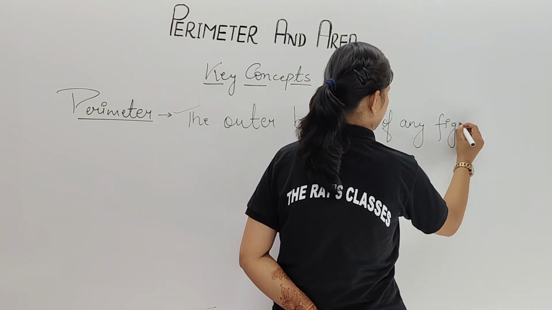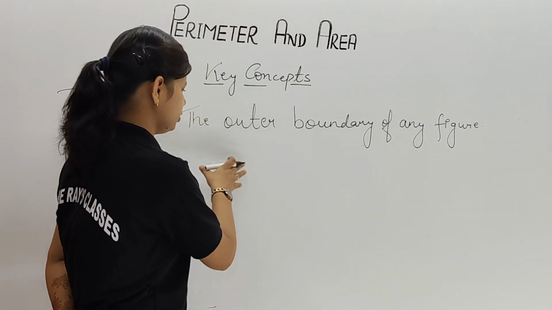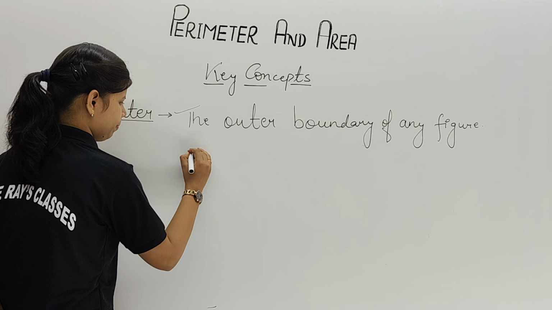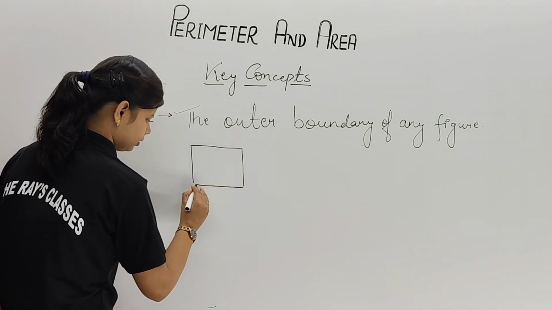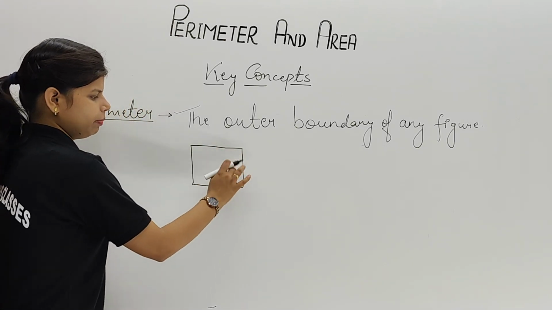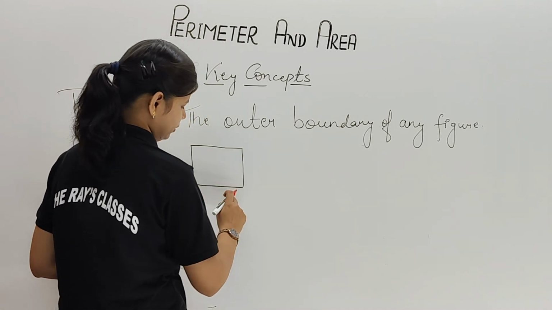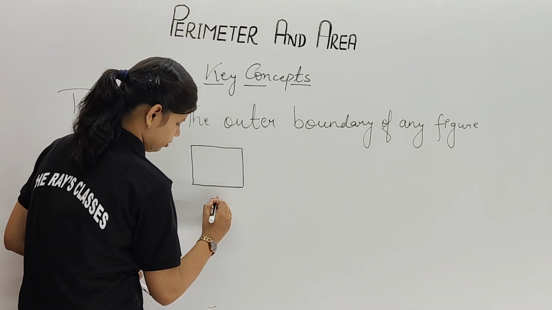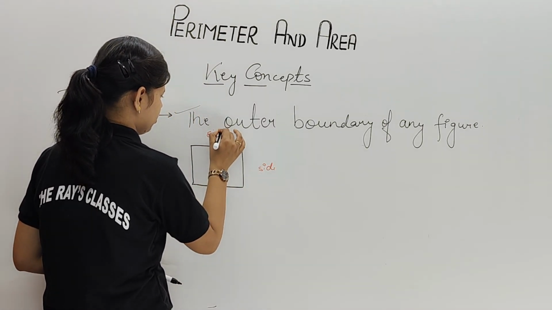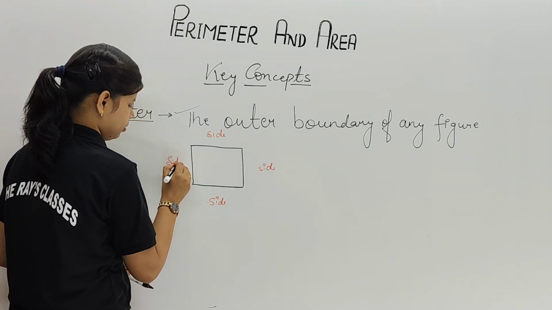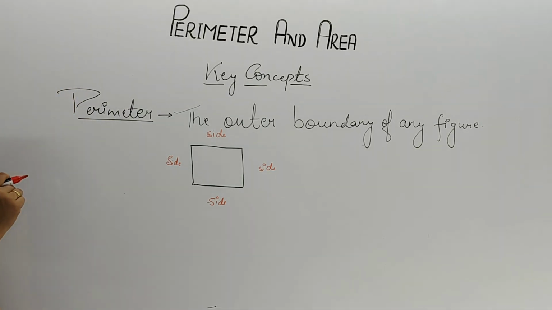The outer boundary of any figure. You have to understand, I can tell you one example. If we are having one figure, clear? All these are your sides. This is your side, side, side, as well as side. Clear? Now, if you are going to talk about the perimeter of that given figure, what are we going to do?